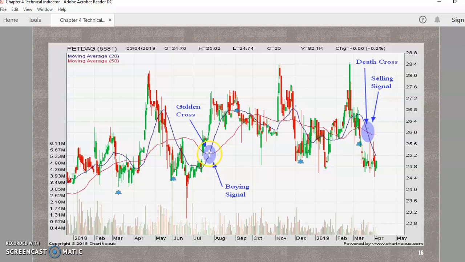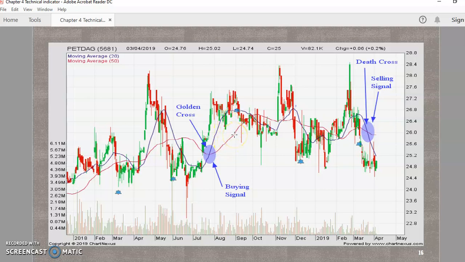So this means that from this point onward, the investor can make a decision to buy. The bigger the gap, the wider the gap between those averages, the better.